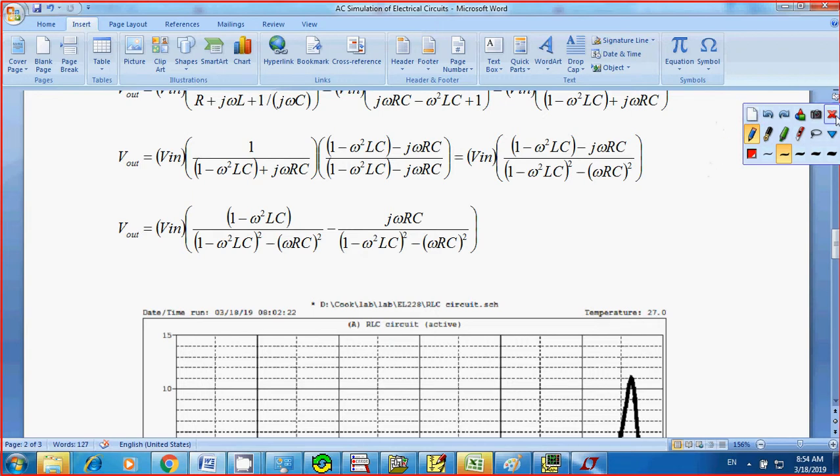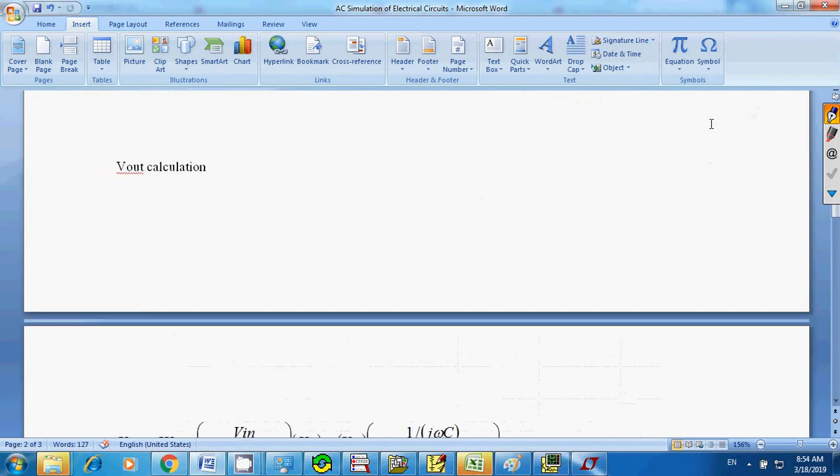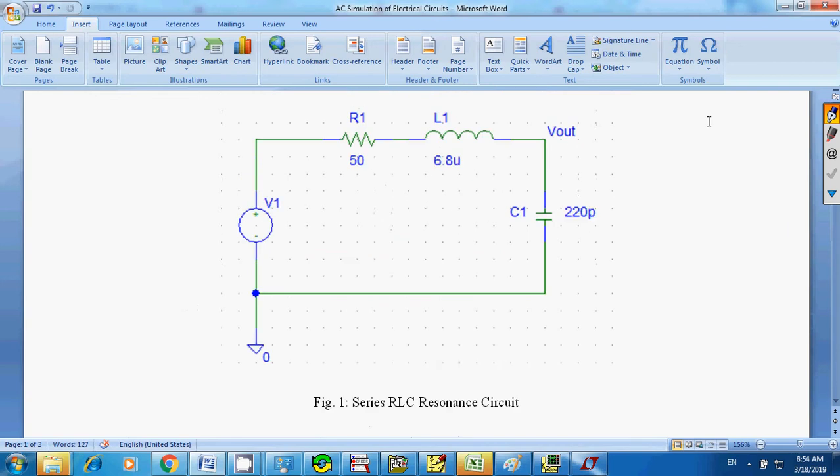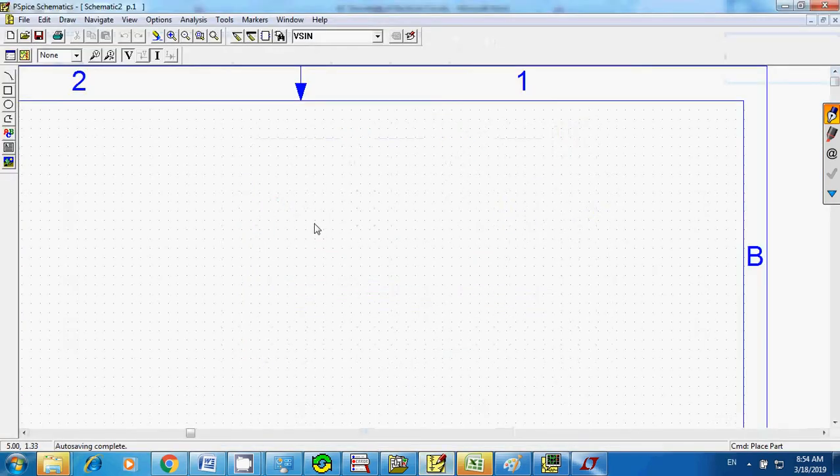Okay, let's get to the circuit. Let's start with the PSPICE first. Just to remind you about how to work on that one, you open the new schematic and then Control G.